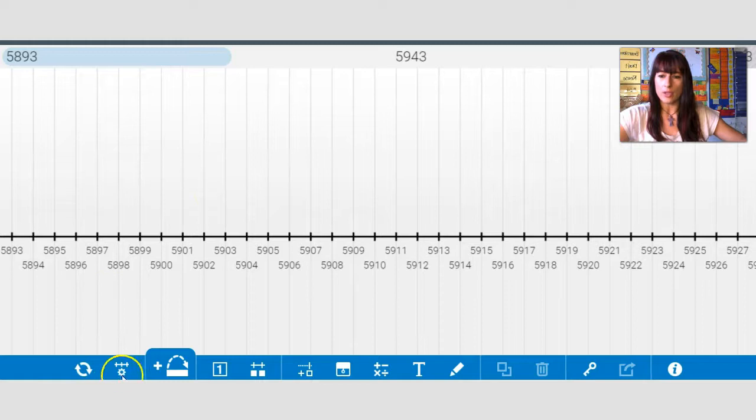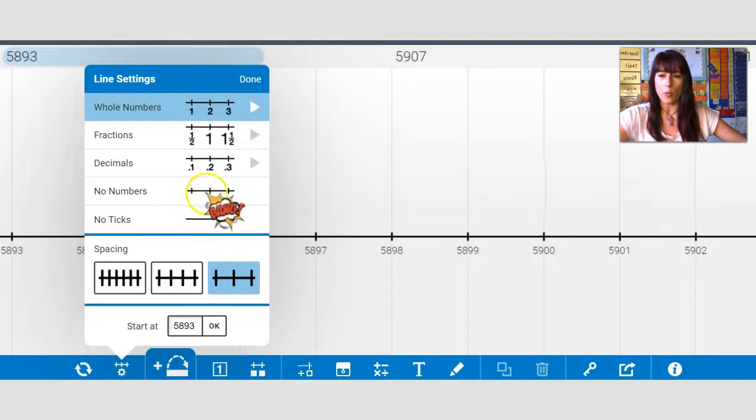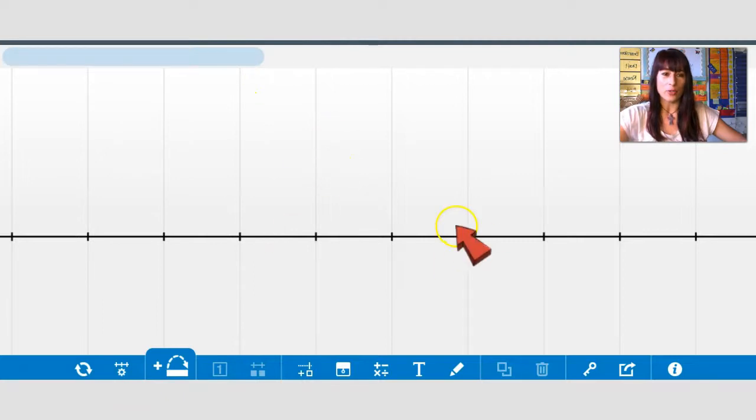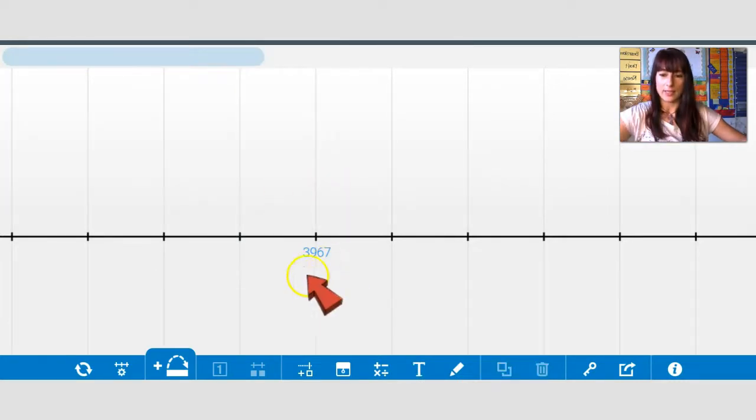And now let's change the number line to, let's say, this spacing. And I don't want any numbers on it because I just want the number line. And now I'm going to put the number that I need to work with. They are telling me to find 100 less than 3,967. So let's put the number 3,967. I'll place it right over here. And now I need to keep in mind that I need to go 100 less. That means I need to go to the left, because the numbers on the left side of the number line are the ones that are less.